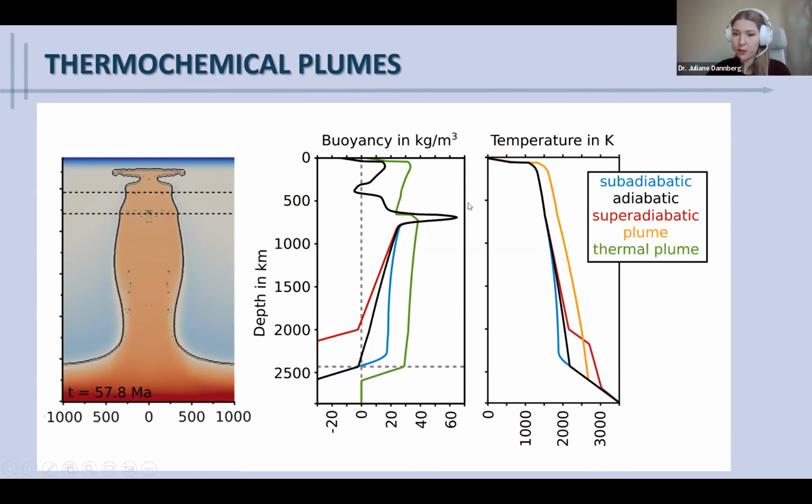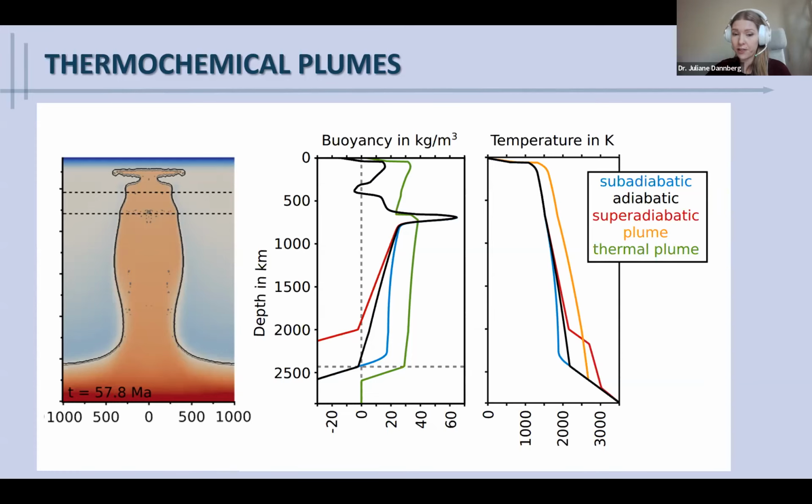So some possible temperature profiles are shown here on the right, where yellow is the plume, and the other colors are the different possible temperature profiles for the mantle. And then in the center panel, we see the corresponding buoyancy. And first, let's have a look at this green line, which is a thermal plume. And we can see for this thermal plume, the buoyancy is always positive, so it's always larger than 0. So that means this plume would always be able to rise from the core-mantle boundary and reach the surface.